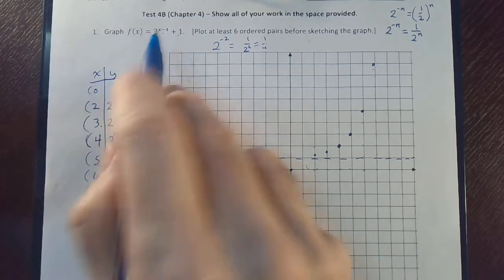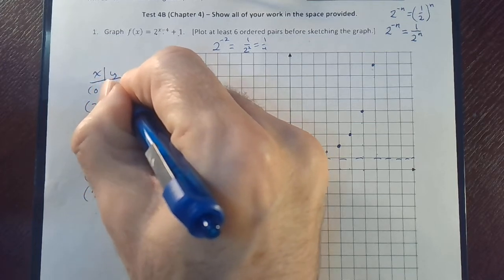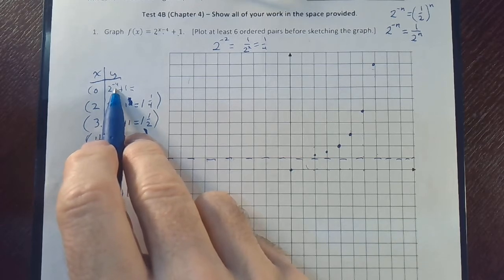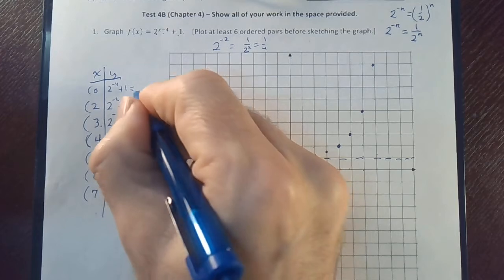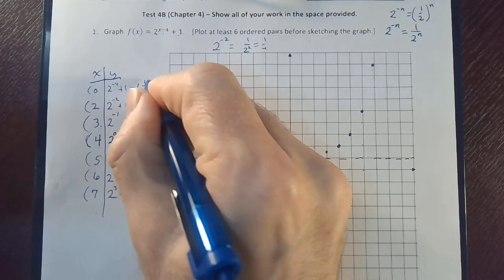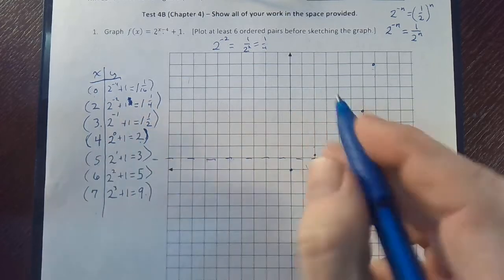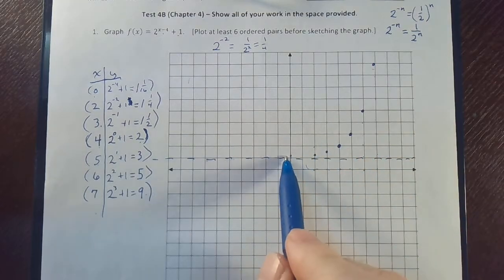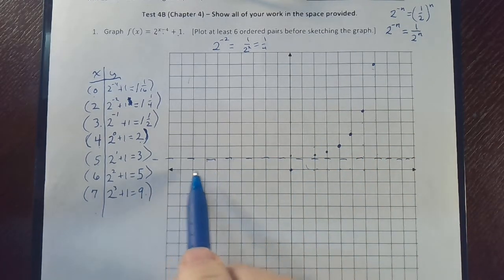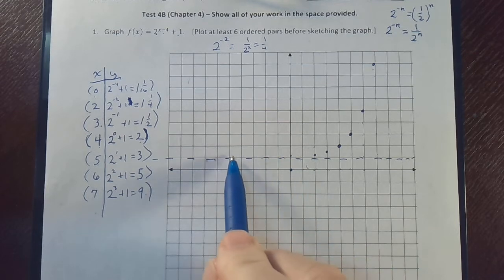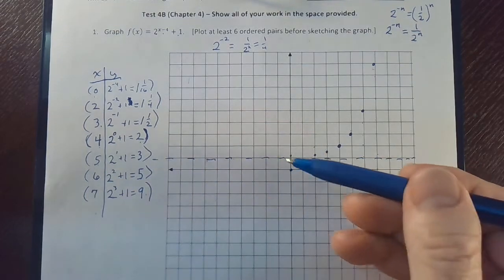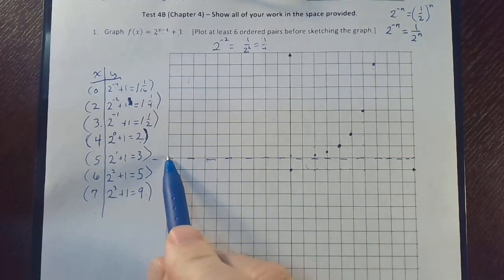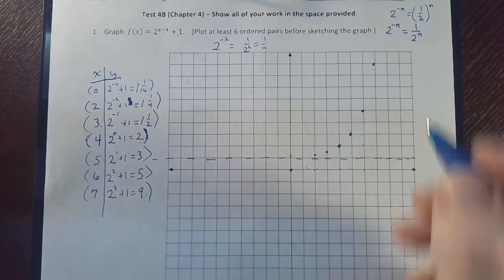If I plug in a 0, I get 2 to the negative 4 plus 1. And what is 2 to the negative 4? It's 1 over 2 to the 4. And 2 to the 4th is 16. So it would be 1 and 1/16. So 0 comma 1 and 1/16. And you can see 1/16 is just barely above 1. And as we go to the left, if we plug in negative numbers here, it's just going to get closer and closer to that horizontal asymptote. As x goes towards negative infinity, it gets closer and closer, never really touching it, ever.